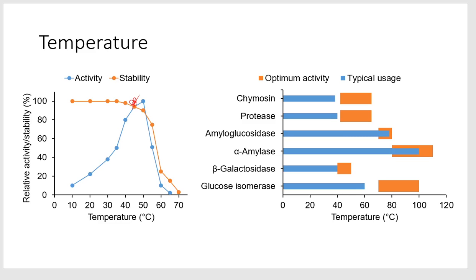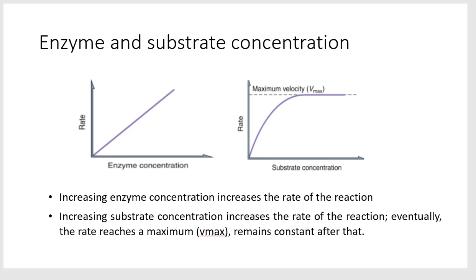Okay, let's continue. Enzyme and substrate concentrations affect enzyme activity. The concentration of enzyme is typically low compared to that of the substrate, so increasing enzyme concentration also increases the rate of the reaction. The rate of the reaction is directly proportional to the concentration of the enzyme, so it's a linear, straight line. That means doubling enzyme concentration doubles the rate of the reaction.